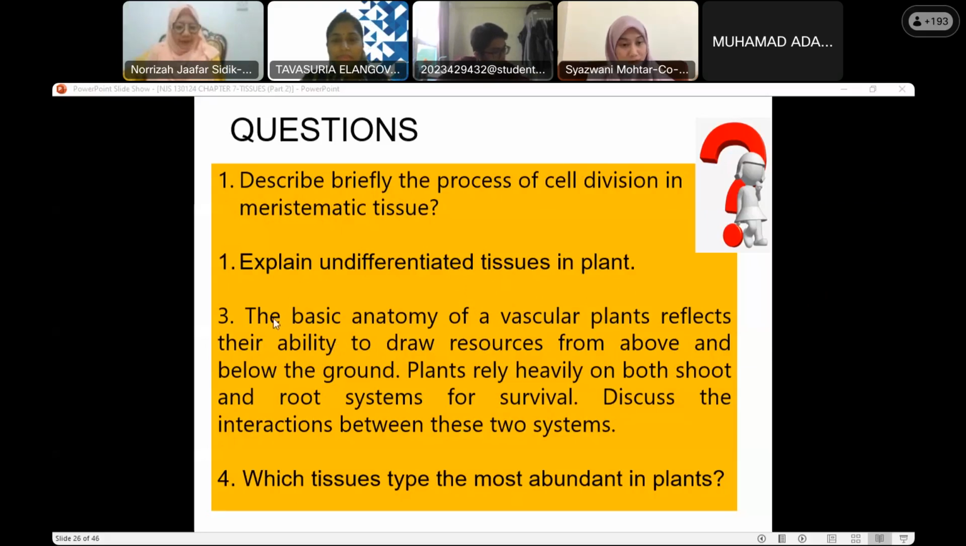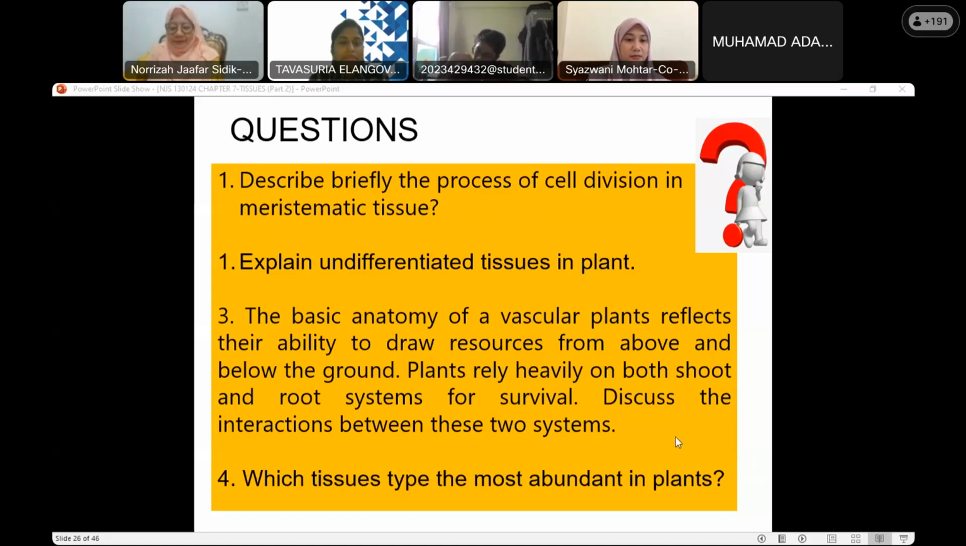Now we look at the third question. The basic anatomy of vascular plants reflects their ability to draw resources from above and below the ground. Plants rely heavily on both the shoot and root systems for survival. Discuss the interaction between these two systems. So there are two systems here: the shoot system and the root system.